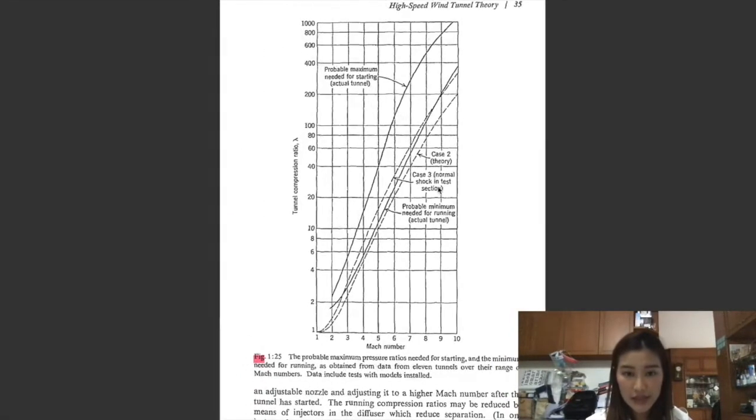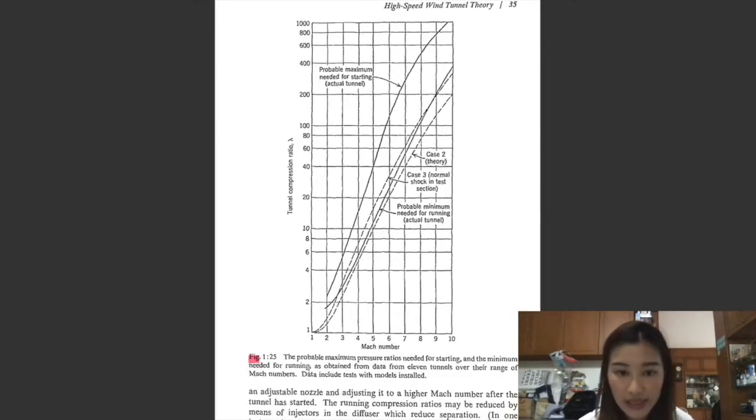Another interesting figure to point out is this figure. It shows the different cases of Mach number and tunnel compression ratio. Note that this is already mentioned in the Anderson book, but not every case is present. The Anderson book mainly focuses on the theory behind it, right?